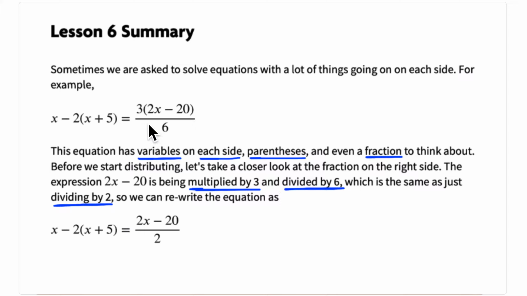And they notice that here you multiply by 3 and then you divide by 6. And they say that's the same as dividing by 2. Well, that's not so obvious. Why is that the same as dividing by 2? Multiplying by 3, dividing by 6. Well, 3/6 is equal to 1/2. So 3/6 simplifies to 1/2. And then it becomes clear that 2x minus 20 is then divided by that 2.